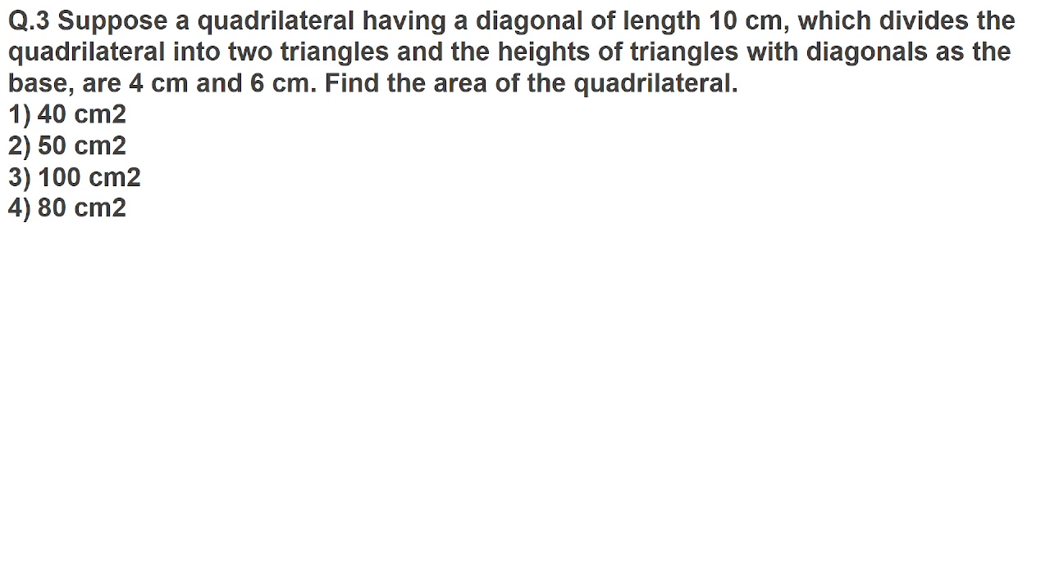Now, if you have any quadrilateral and its diagonal is mentioned to be of length 10 centimeter, which is dividing that quadrilateral into two triangles, and the heights of the triangles with the diagonal as base are 4 centimeter and 6 centimeter. How to solve this question, students? First of all, understand the question properly. Here, what is mentioned? The diagonal is given. The diagonal is how much? 10 centimeter. You know the height of one triangle.